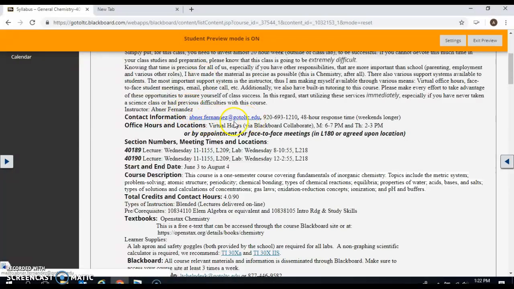My contact information, if you want to email me, is this email. And if you want to call me, you can also call me. Please expect a 48-hour response time when you email or call. I do have office hours this summer, and they're virtual hours through Blackboard Collaborate.